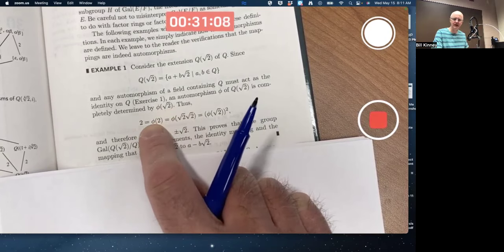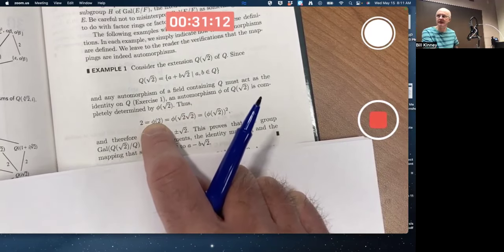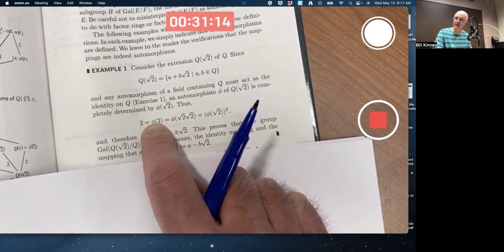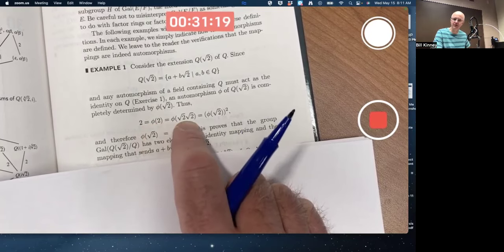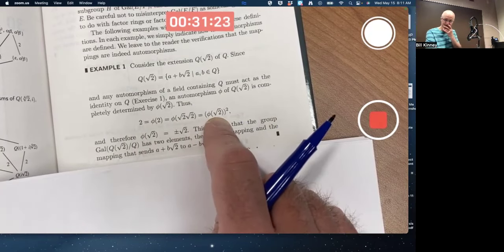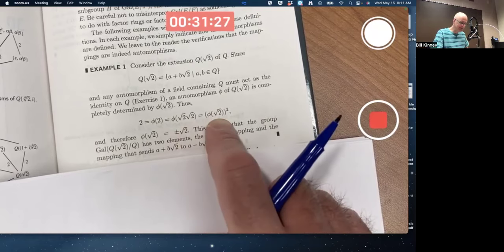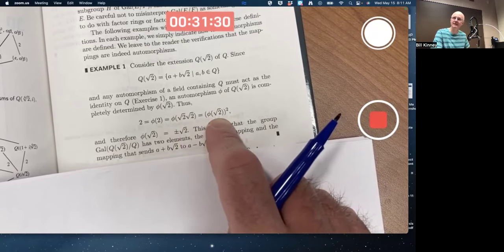Thus, what are we doing here? 2 equals phi of 2. Why? Because 2 is a rational number. It's an integer, therefore it's a rational number. Therefore, phi maps it to itself. And yes, 2 is root 2 times itself, root 2 squared, and then phi is operation preserving. Phi of root 2 times root 2 must be phi of root 2 quantity squared.